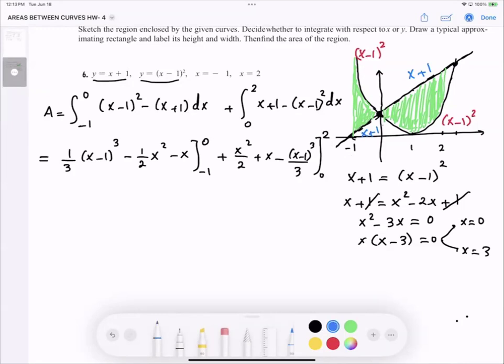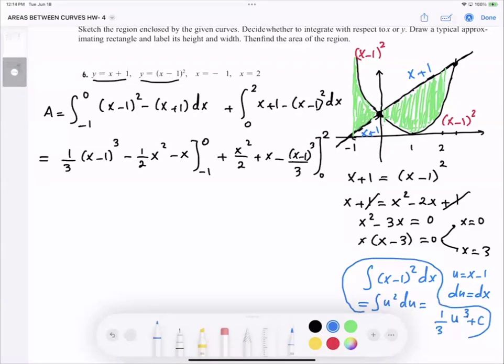So again, remember that the integral of (x minus 1) to the second dx, you can use u sub. u is x minus 1, du is dx, and this is basically the integral of u squared du, which is a third u to the third plus c. Now let us plug in the values.